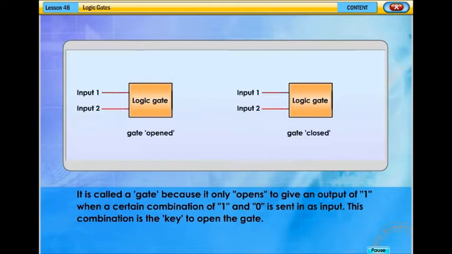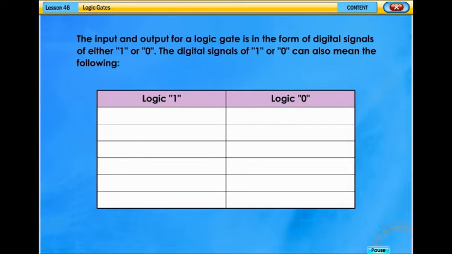It is called a gate because it only opens to give an output of 1 when a certain combination of 1 and 0 is sent in as input. This combination is the key to open the gate. The input and output for a logic gate is in the form of digital signals of either 1 or 0. The digital signals of 1 or 0 can also mean the following.